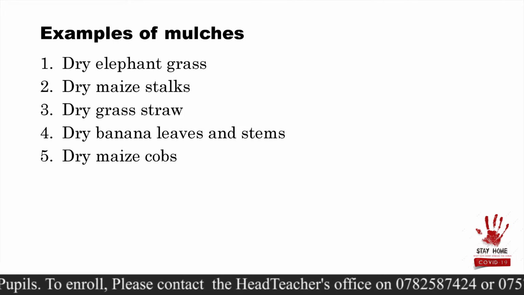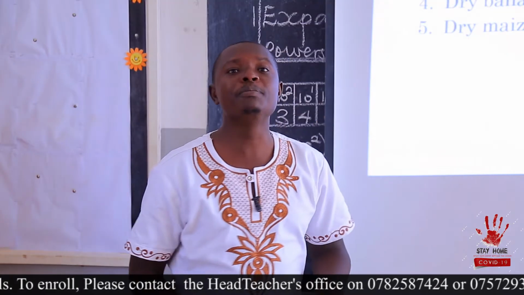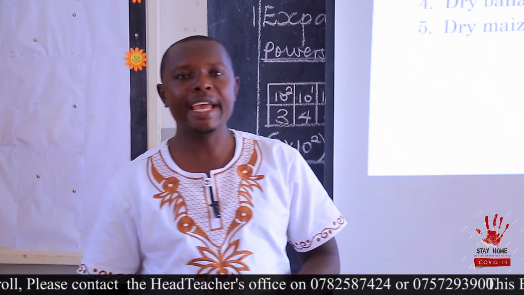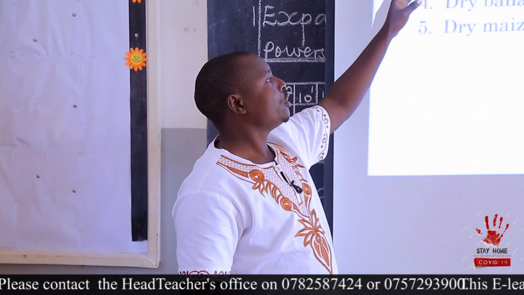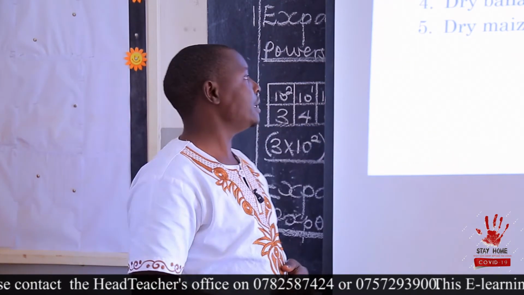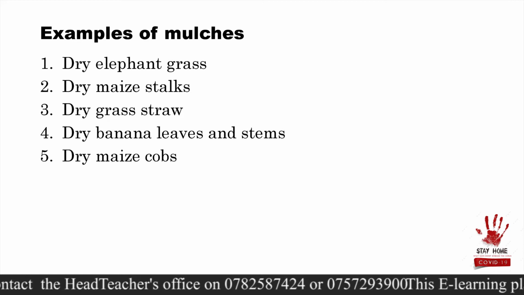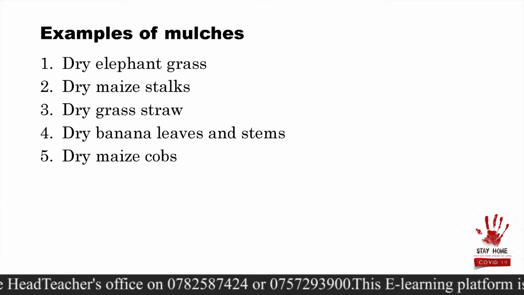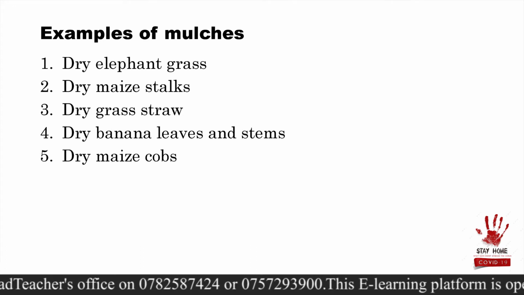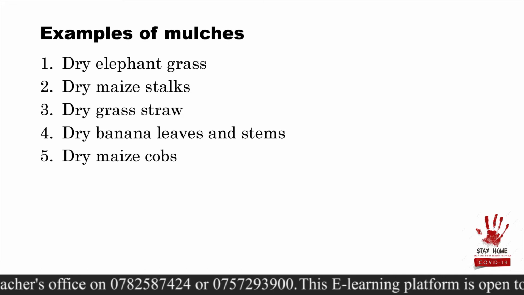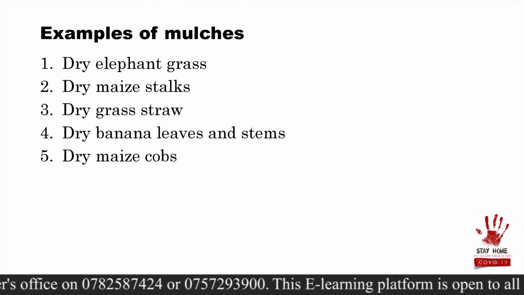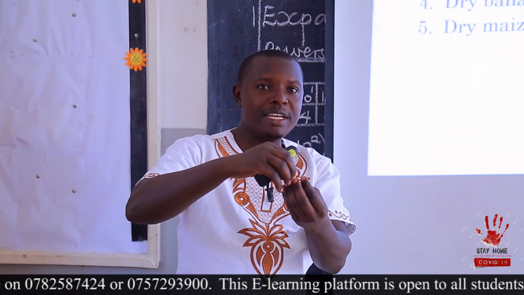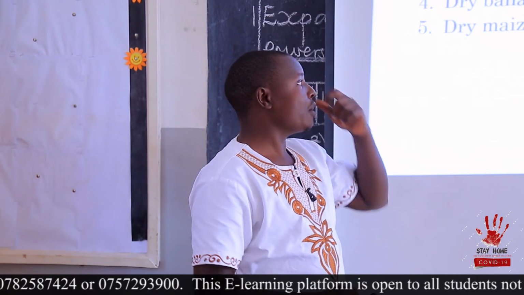Those stems of bananas, you cut them into different pieces and then you let them dry. The moment they dry, they are going to be used as mulches. Then we have dry maize cobs. Those cobs that remain after removing the grains, or the ones some people call seeds. When you remove the maize, what remains is called a maize cob.